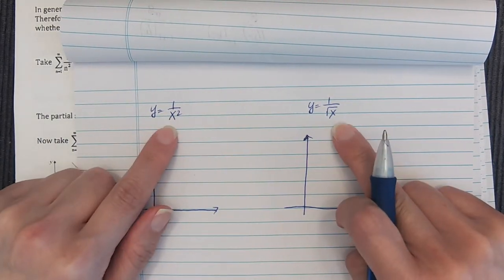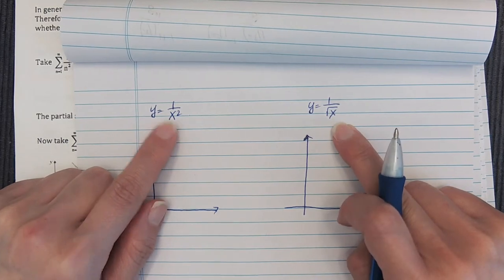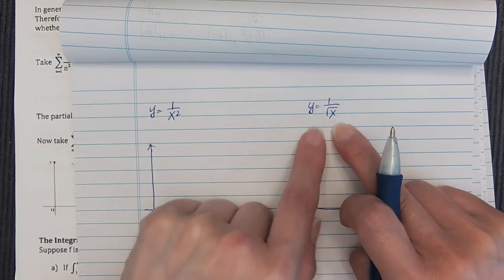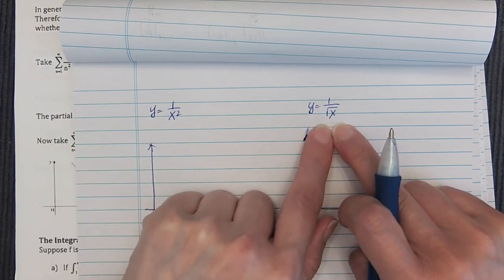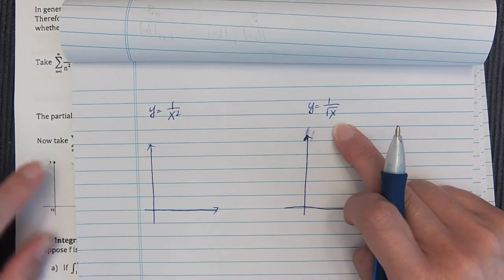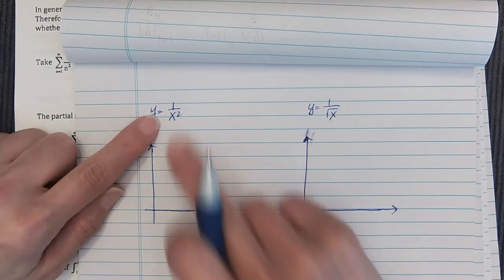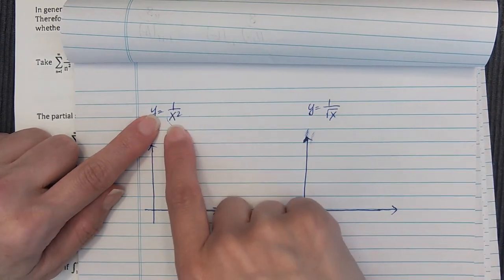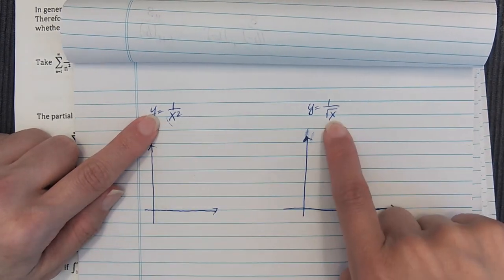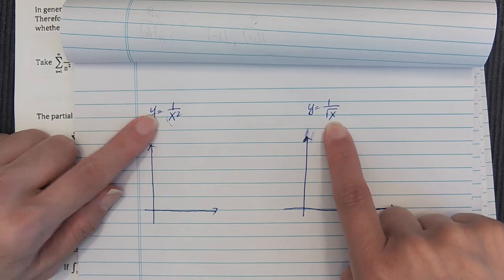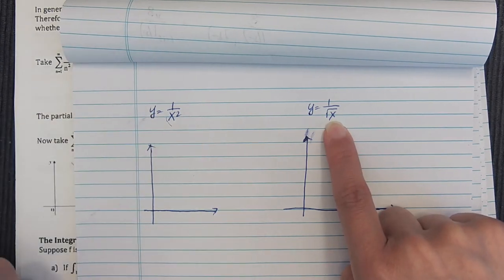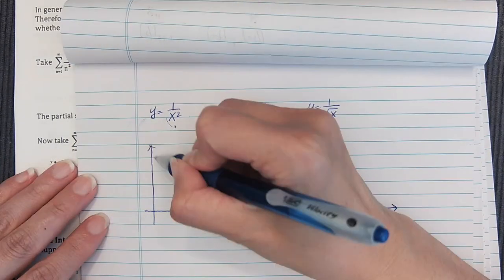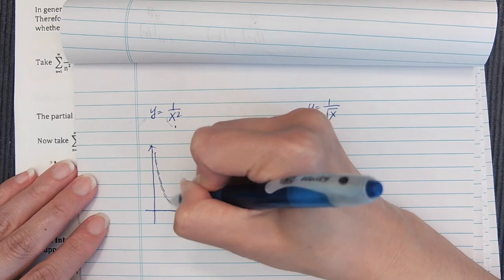What happens to my denominator if you plug in the numbers? 1 squared, 2 squared, 3 squared, 4 squared. This one is the square root of 1, square root of 2, square root of 3, square root of 4. This number gets bigger and bigger so quickly, right? This one is also getting bigger, but it's a matter of speed: how quickly is it getting close to zero?